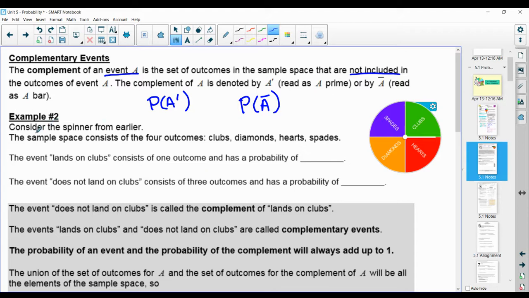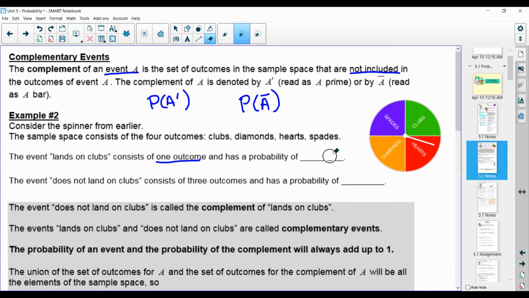All right, so let's break this down. Consider the spinner from earlier. We have our spinner here, and we want to look at the sample space. First of all, our sample space is clubs, diamonds, hearts, and spades. If we want to consider the event of landing on clubs, that has one outcome. On our spinner, there is one section that is clubs. The green section is clubs. So the probability of getting clubs is 1 out of 4.